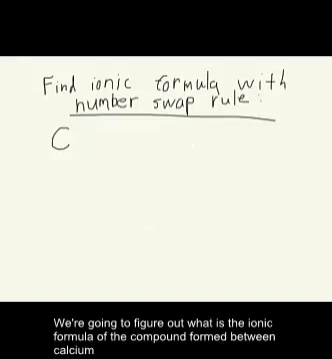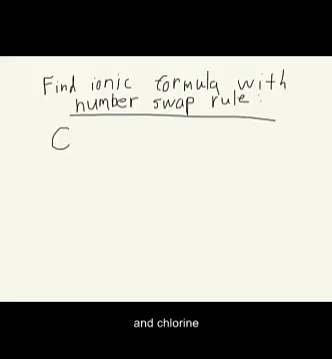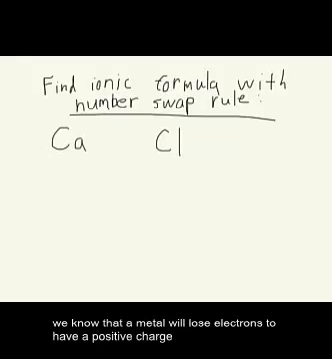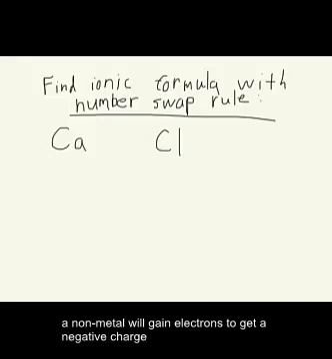We are going to figure out what is the ionic formula of the compound formed between calcium and chlorine. We know that a metal will lose electrons to have a positive charge, and a nonmetal will gain electrons and gain a negative charge.